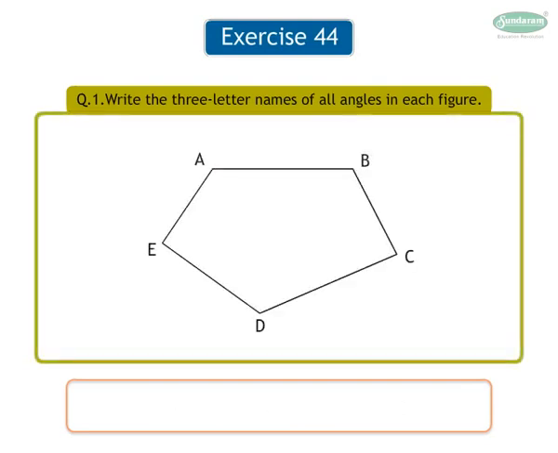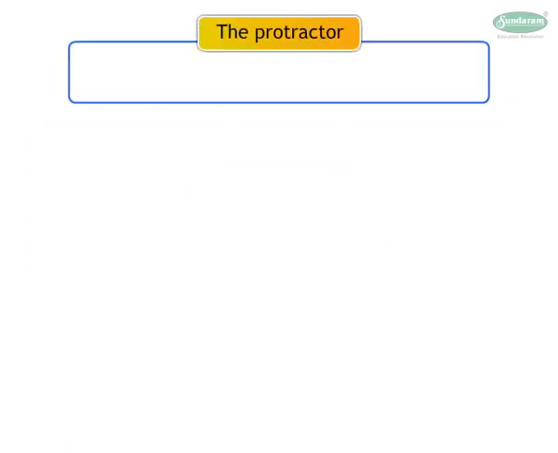Number 2. In the figure, the angles are angle XWZ, angle WZY, angle ZYX, angle YXW. Number 3. In the figure, the angles are angle ABC, angle BCD, angle CDE, angle DEA, and angle EAB. Now, let's learn about the protractor.